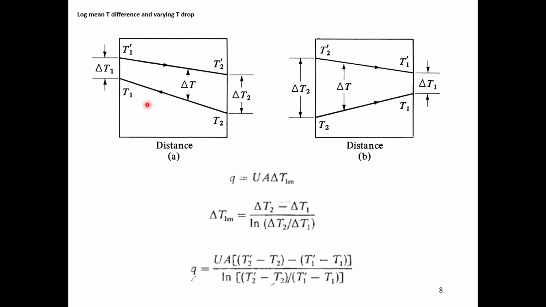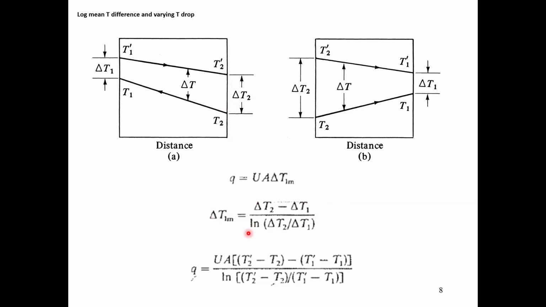There is a long derivation for it. If you're curious, you can refer to Geankoplis and see the derivation for log mean delta T. Basically, you obtain delta T at both ends. For this counter current heat exchanger, on one side you get delta T1 and on the other side you get delta T2. You write down the log mean temperature difference for that. This is the form for it.